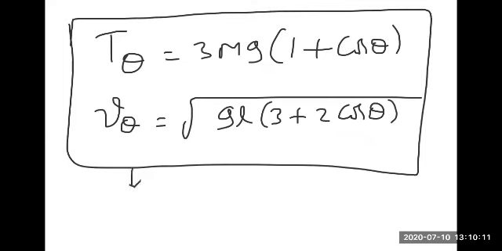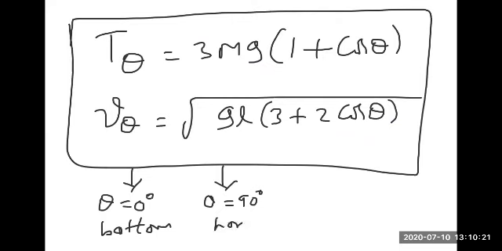If we substitute theta equal to 0, we'll get the bottom. Theta equal to 90, we'll get horizontal. Theta equal to 180, you will get the top position. Like that you can find the velocity at any instant and tension at any instant. I hope this topic is clear.